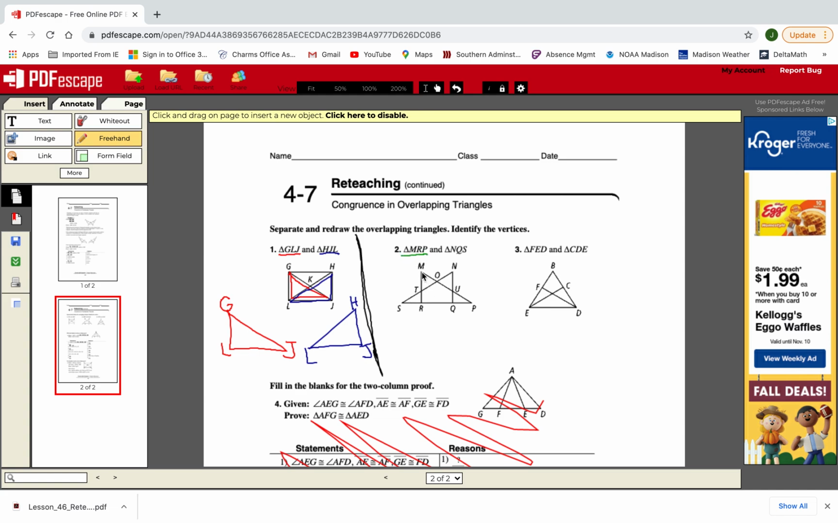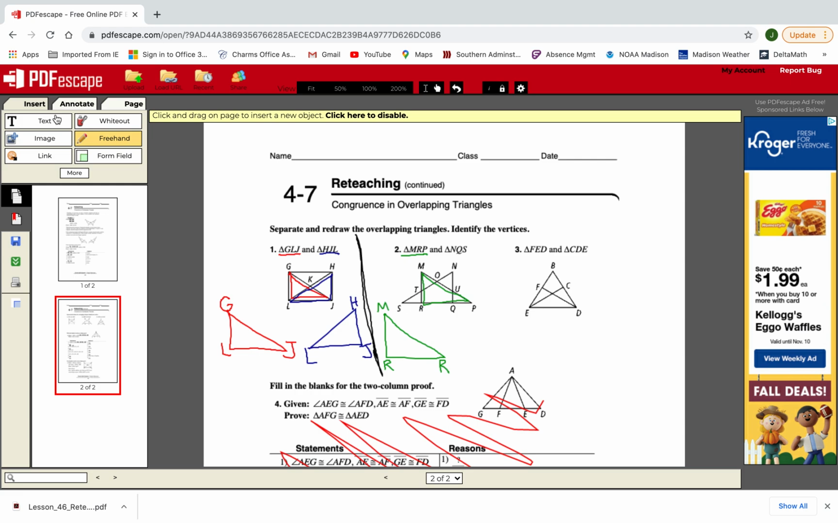Triangle MRP goes from M down to R, over here to P, and then close it up. Okay, so I'm going to draw that triangle all by its lonesome over here and identify those vertices. That's M. R's down here, and P is right here.